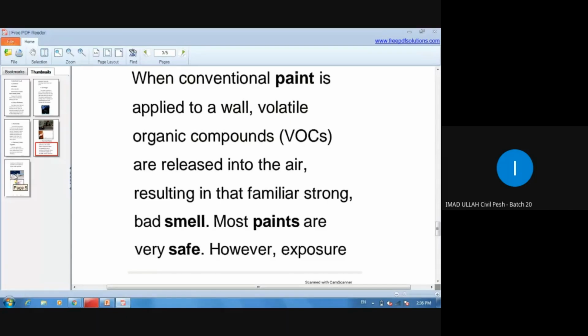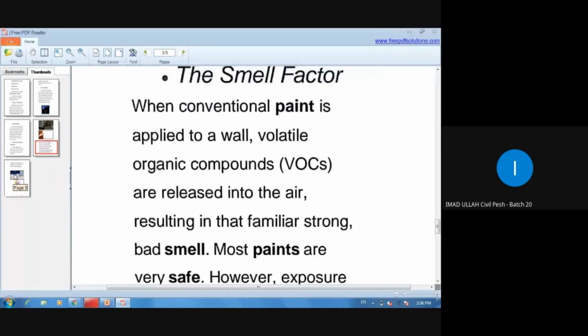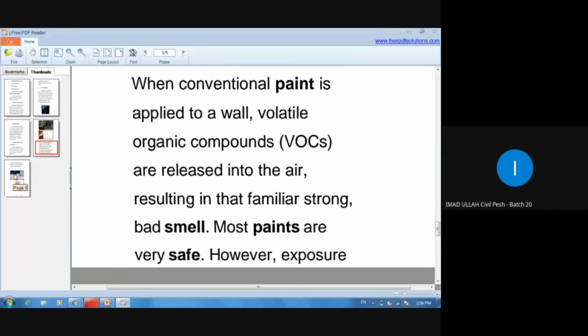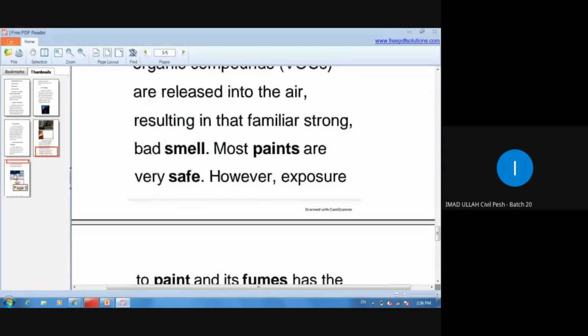The last consideration in choosing a particular paint is the smell of the paint. Smell of the paint means when conventional paint is applied to a wall, volatile organic compounds are released into the air. When we apply the paint to the wall, the organic compounds in the paint are volatile, which can cause irritation of the throat, and sometimes also redness of the eyes, etc.